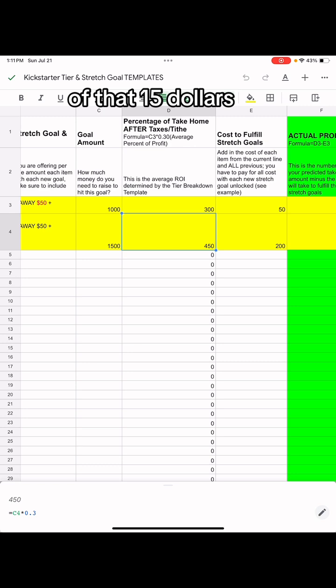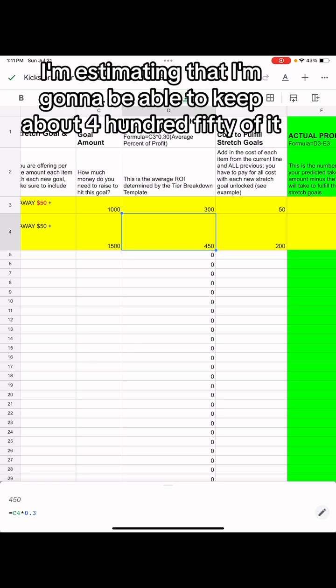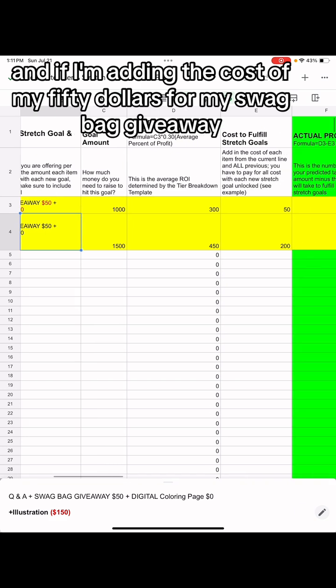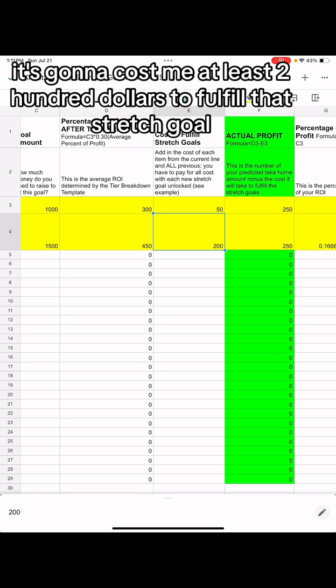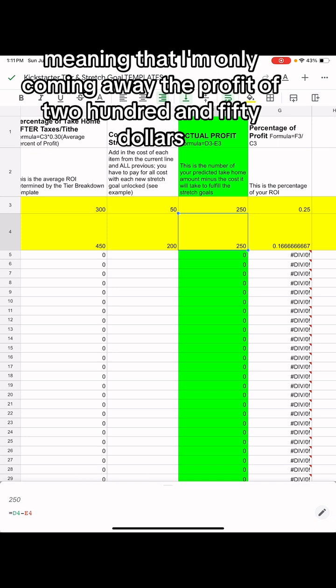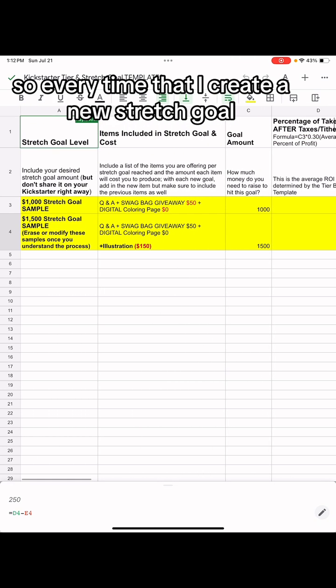Of that $1,500, I'm estimating that I'm going to be able to keep about $450 of it. And if I'm adding the cost of my $50 for my swag bag giveaway and the $150 for my illustration, it's going to cost me at least $200 to fulfill that stretch goal, meaning that I'm only coming away with a profit of $250.